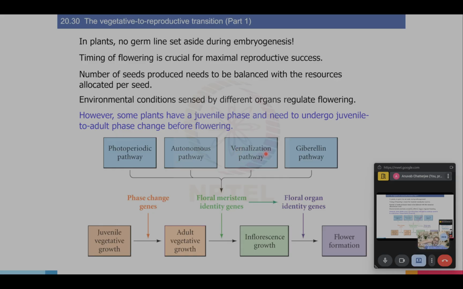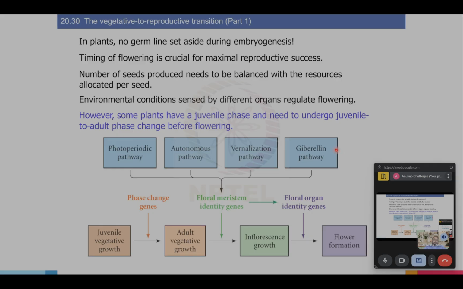Vernalization pathway, which is a pathway where the plant needs to undergo some kind of external harsh stimuli, such as a plant after surviving a winter season, it is now going to start forming flowers. The winter season is hard on the plant, but after it has passed, now the plant is ready to bear flowers, because the plant knows that, yes, I cannot form seeds during the winter, but once it has passed and it has seen one entire season of winter, then it can actually form seeds. So that depends on harsh external stimuli, which is the vernalization pathway.